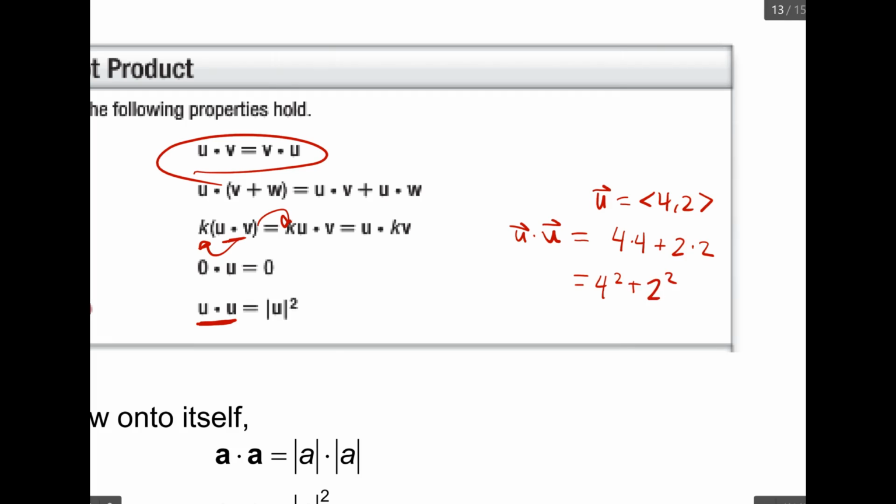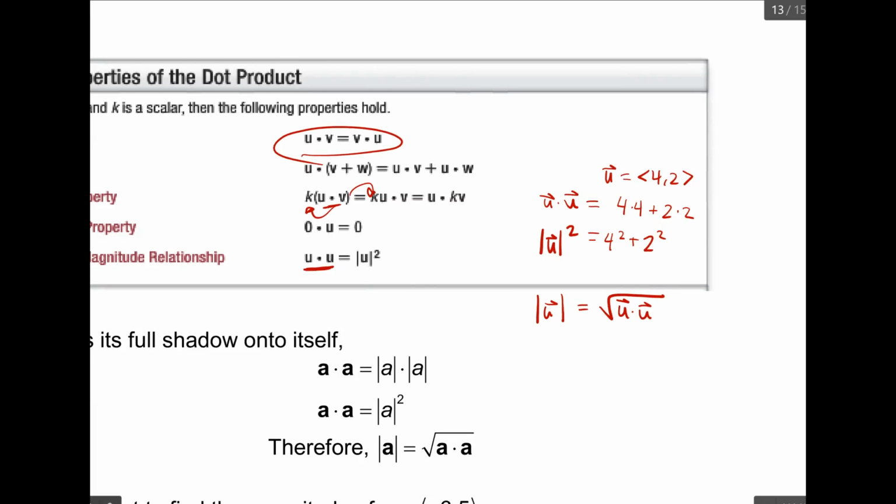Sorry, times 2 squared. Interesting. So, add these together. This kind of looks like a squared plus b squared, right? Pythagorean theorem. So that's why this is equal to the magnitude squared. So if I want to find the magnitude, literally, I would do the square root of the dot product. So that's what I'm talking about down here, as I'm showing you this example, a little further detail.